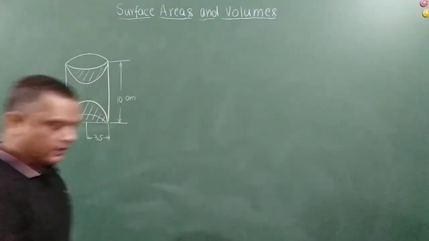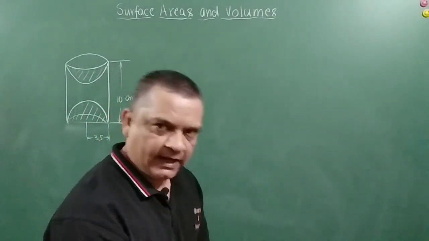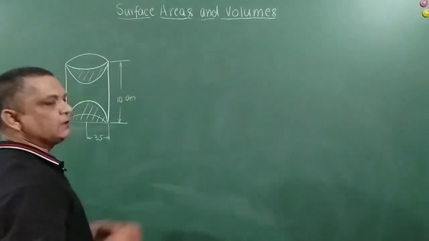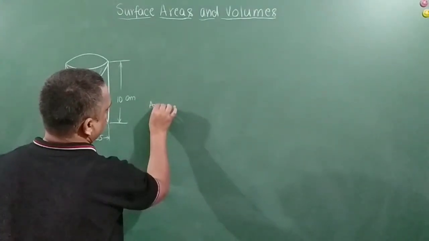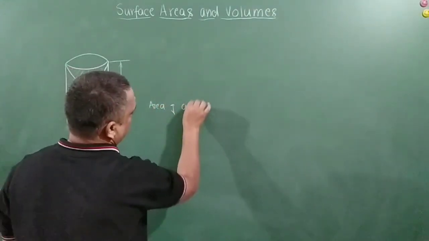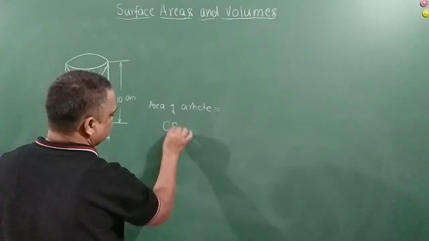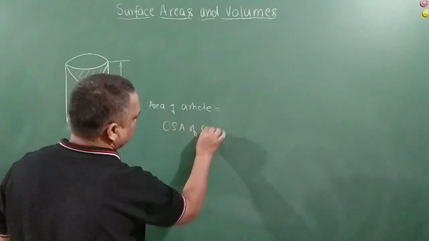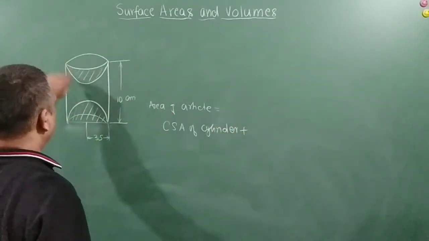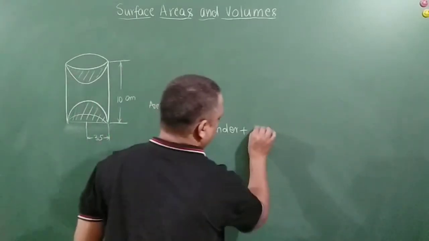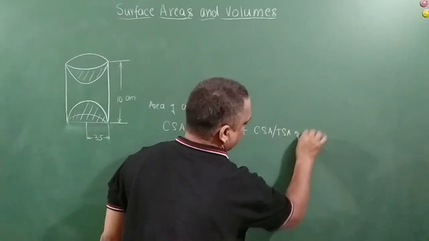So what we can do friends here is that we will find the curved surface area of the cylinder and then add the surface area of a sphere, right? Because these are both hemispheres, right? So area of article is equal to curved surface area of cylinder, plus total surface area of sphere.